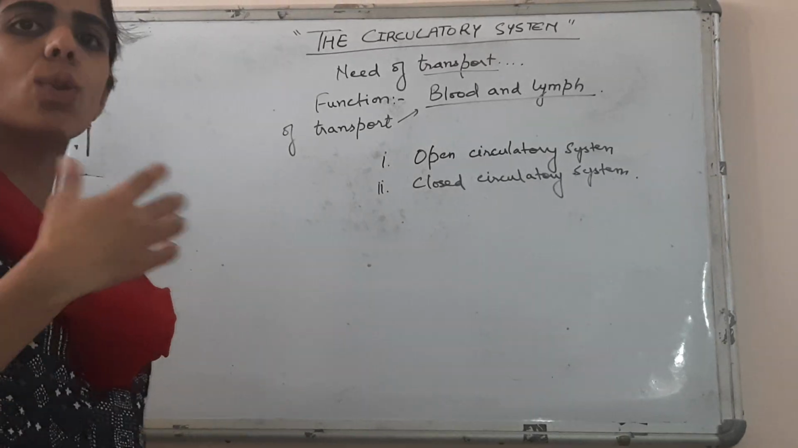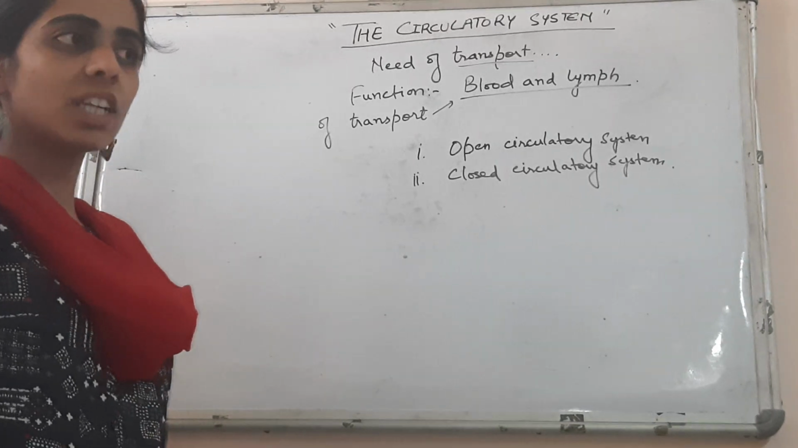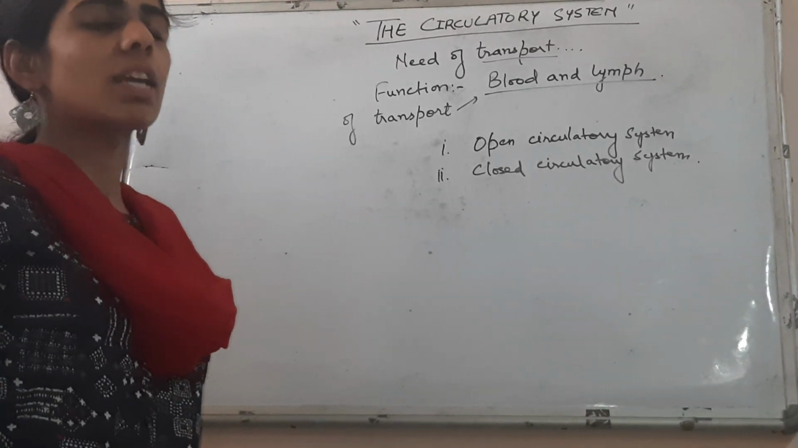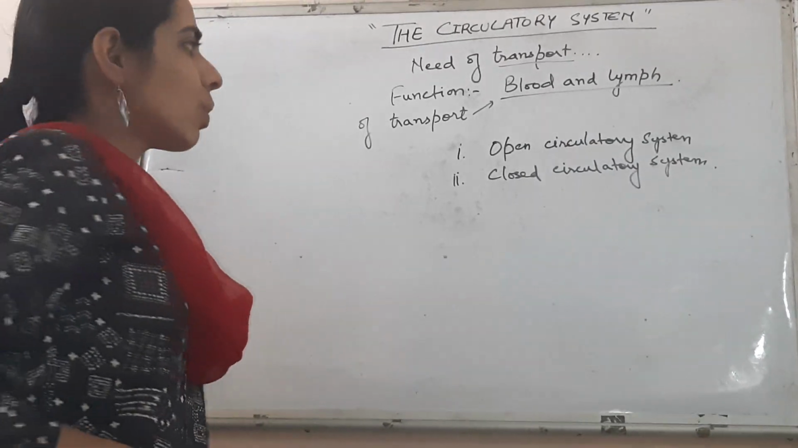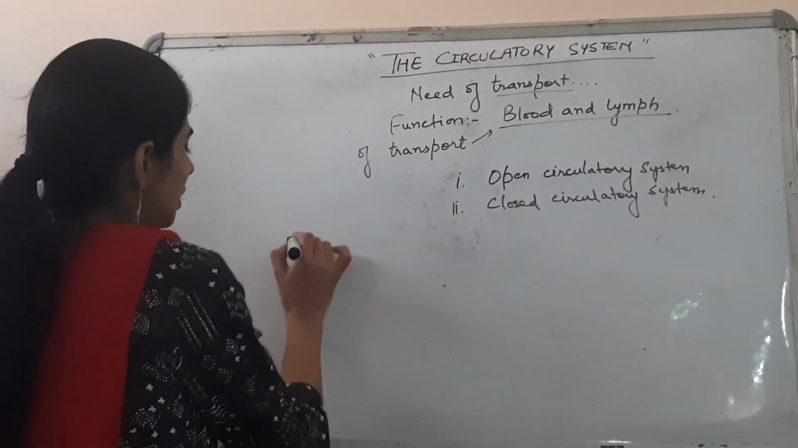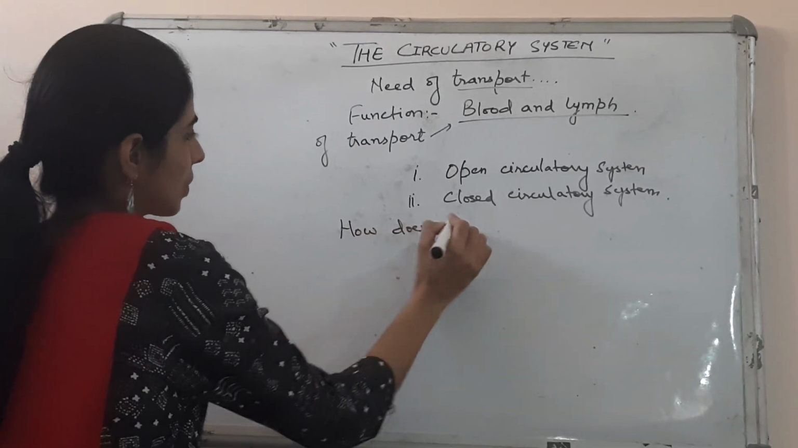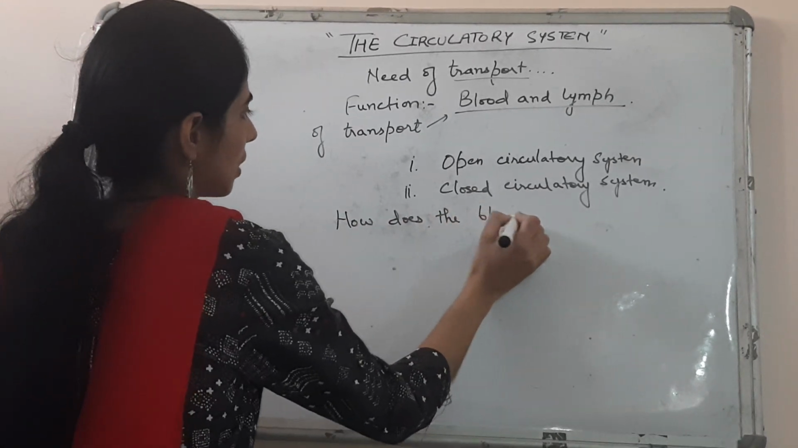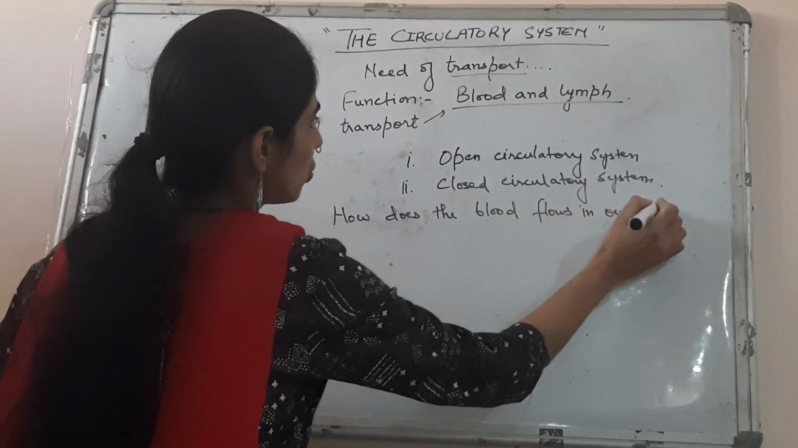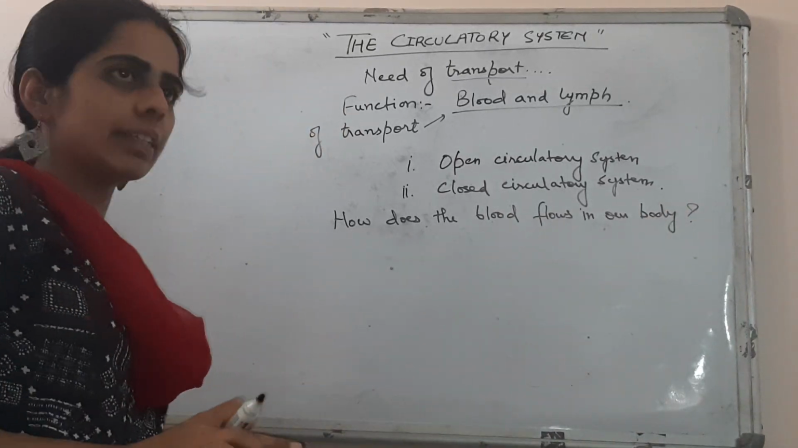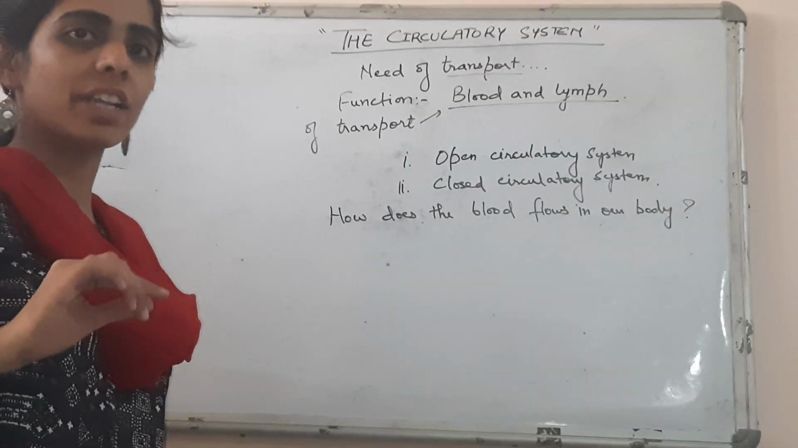Children, see, blood is flowing throughout our body. It has to give oxygen to each and every cell of your body, so it is continuously flowing. So how does this blood flow? First, let us understand how the blood flows in our body. So children, it is not that it is spread in our body and flowing. It is flowing in a very organized manner.